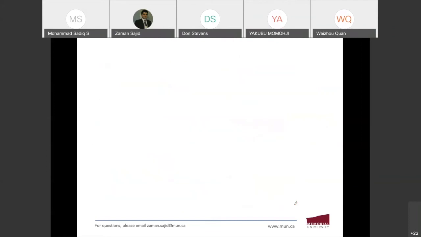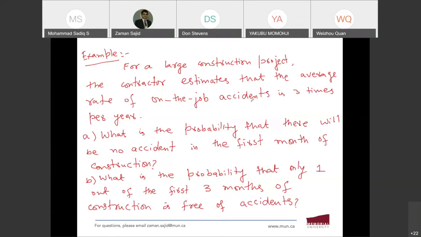Now, the first thing that you need to do is find your lambda from your question statement. There is a little bit of change here. If you look back at your question statement, this is my lambda for sure. This is 3 times per year. But he's talking about time in terms of months: the first month, 3 months. So we need to make the units consistent. There are 2 ways. Either you can convert these months into years, or the easiest way is to convert the year unit in terms of the month. So I'm going with the latter option.